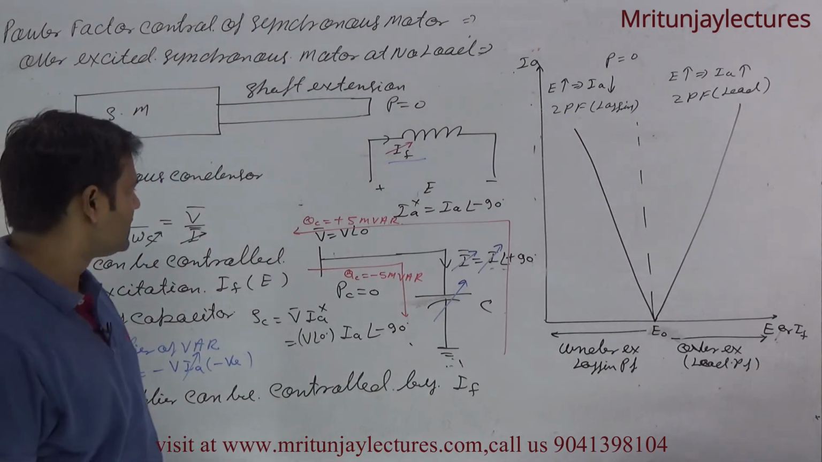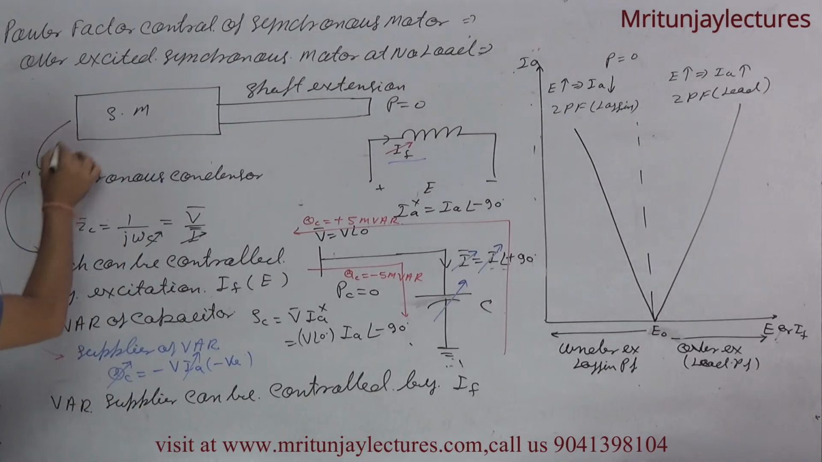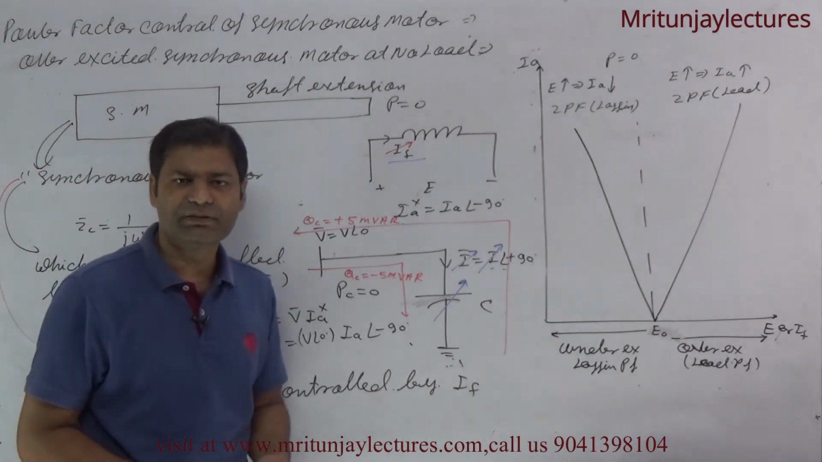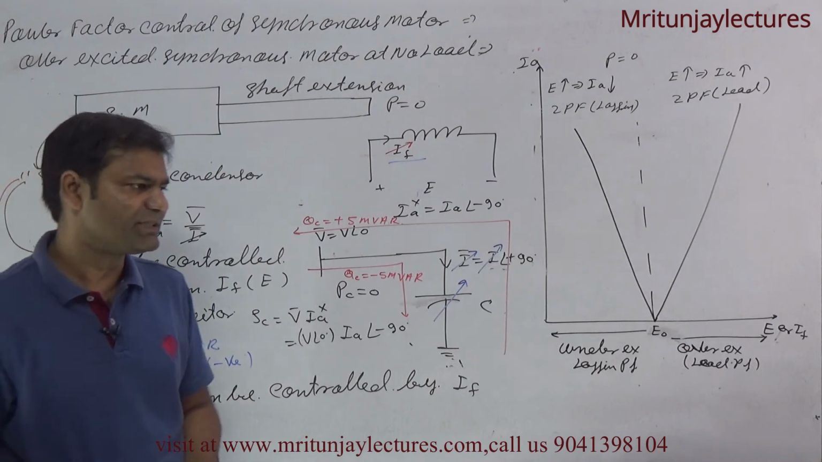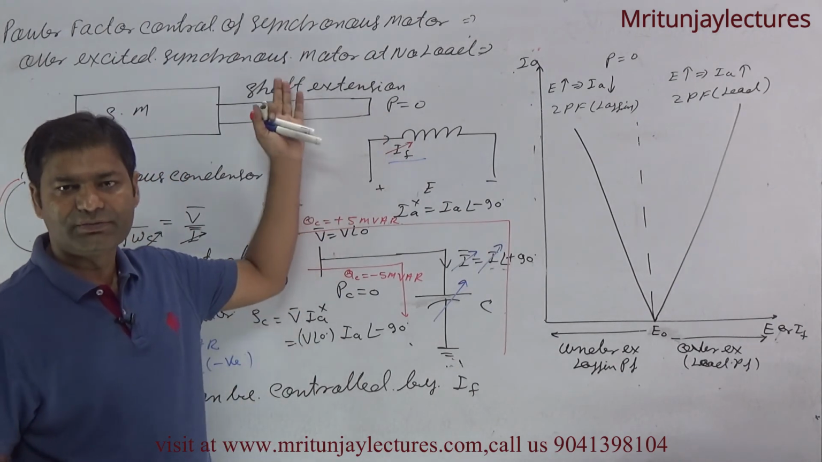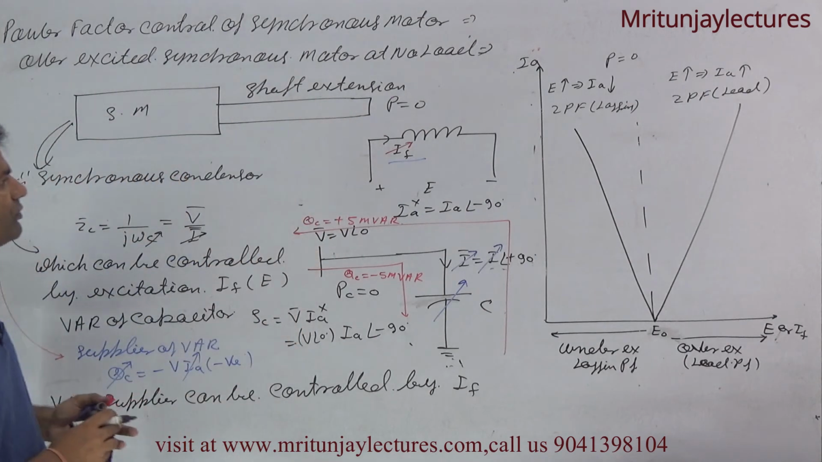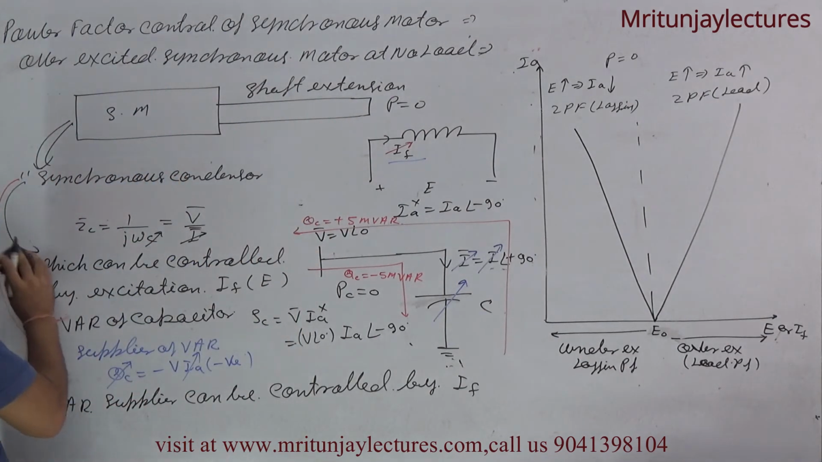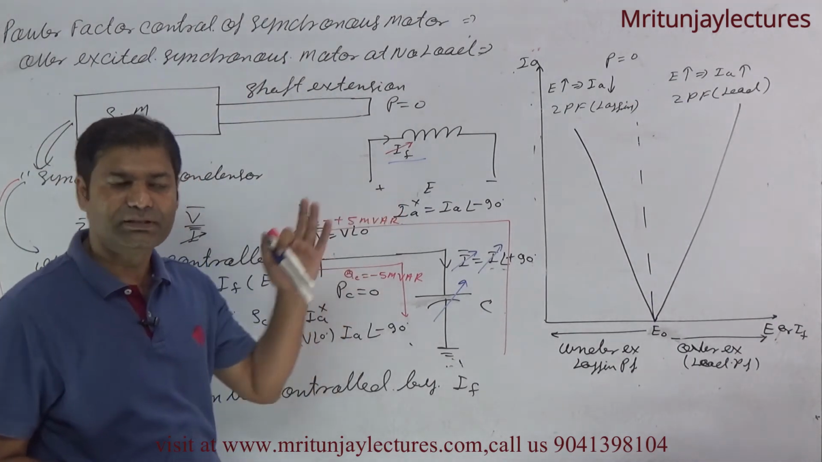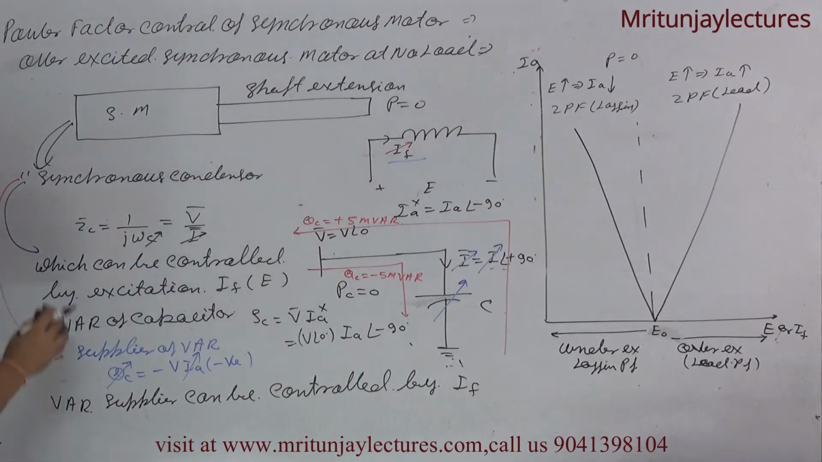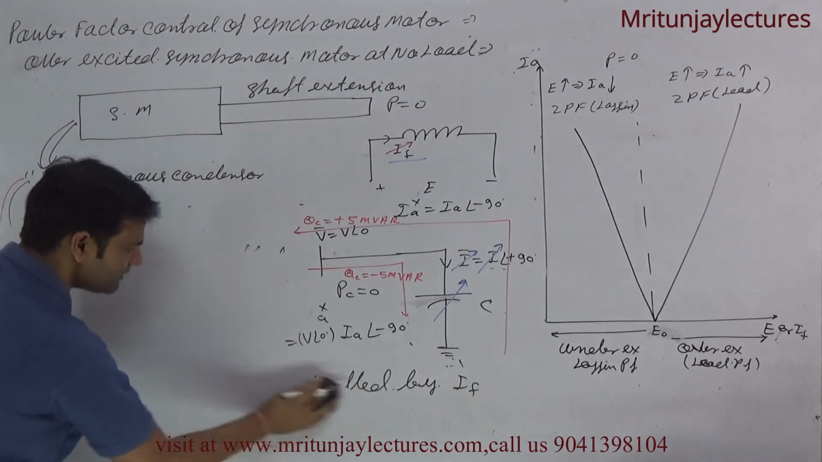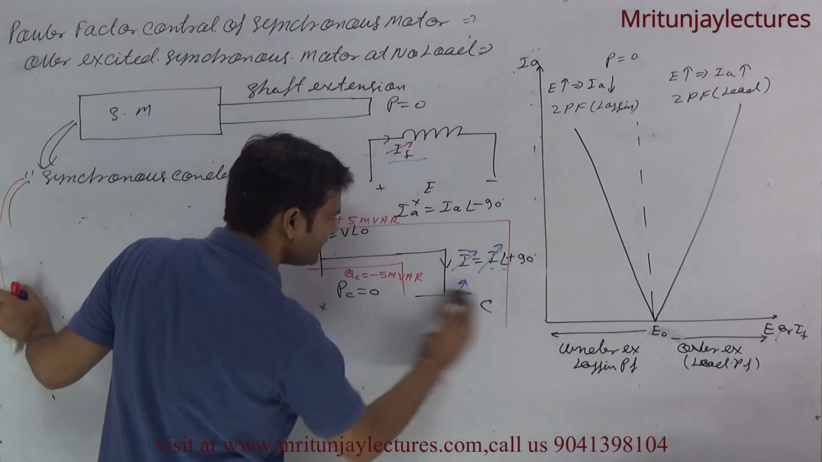Now if you use it as a synchronous condenser, as a capacitor, you use it as a capacitor at no load, without the shaft. Rotational loss would decrease. In this case rotational loss is also present, so if you want to use this, then the shaft is removed.